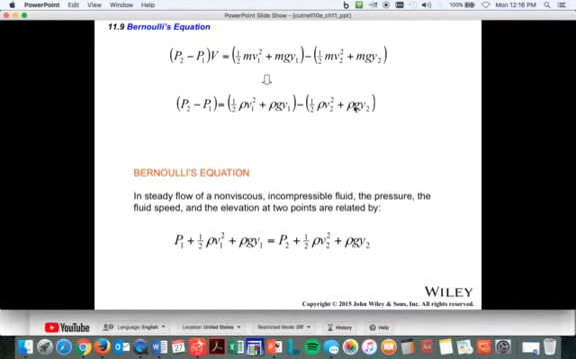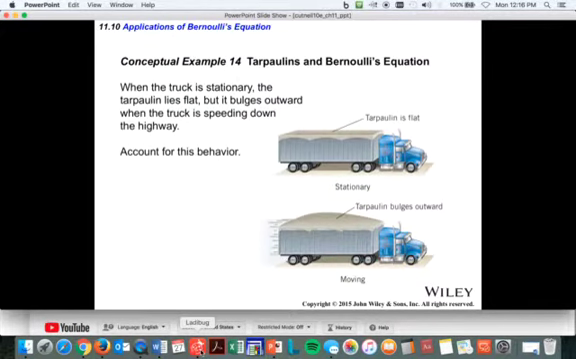Okay, but now we're just replacing it with pressures, and we come up with Bernoulli's equation, which basically says in a steady flow of a non-viscous incompressible fluid, the pressure, the fluid speed, and the elevation at two points are related by this equation. Now, how do we work it? How does it look? That's all fine and good. Here's some examples.